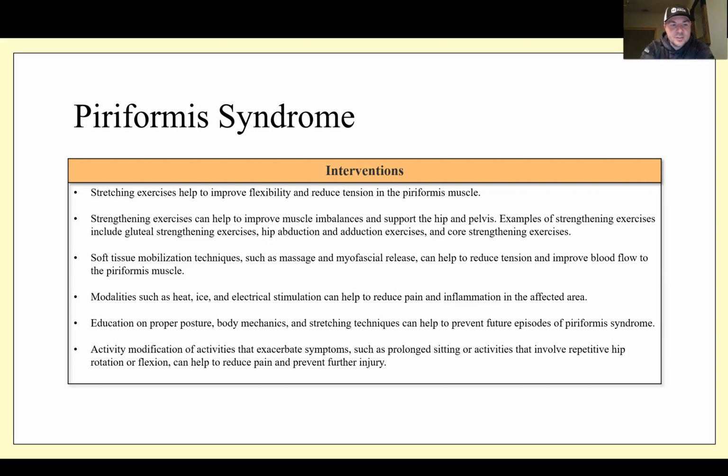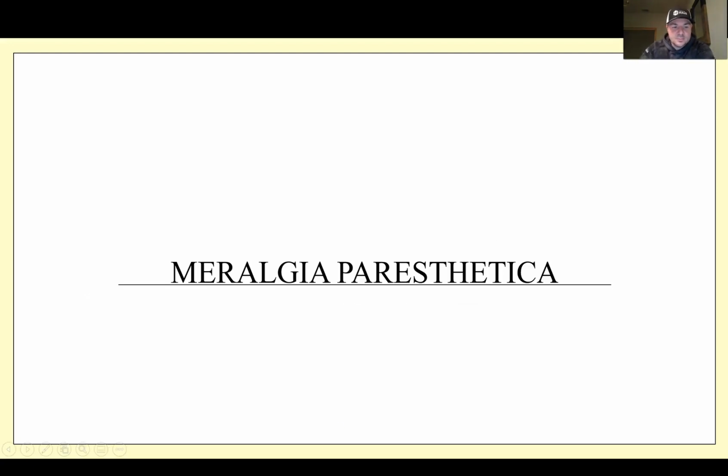So what do we do for interventions with this? Well, stretching exercises help to improve flexibility and reduce tension in the piriformis muscle. Strengthening exercises can help to improve muscle imbalances and support the hip and pelvis. Soft tissue mobilization techniques, if they're symptomatic, then you think soft tissue mobilization, modalities, education on posture, body mechanics, stretching, and so on and so forth.